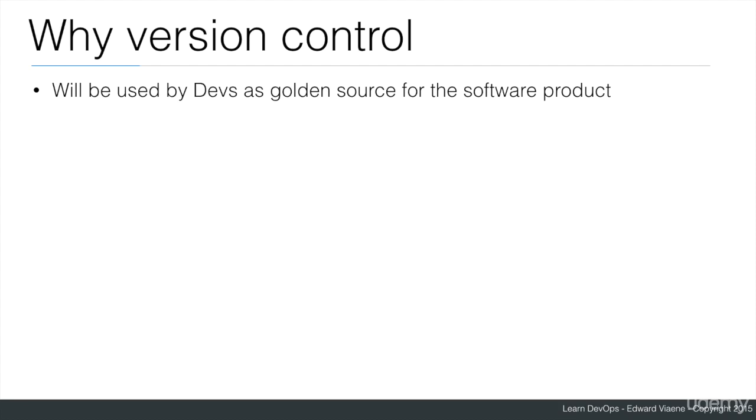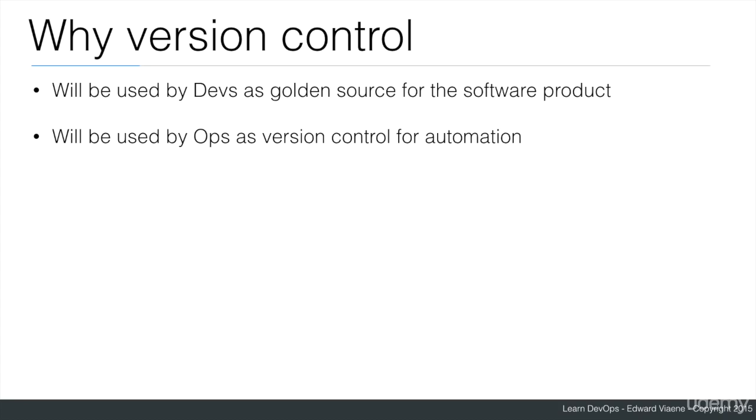Developers will use version control as a golden source for software, but also operations will use it for automation. Operations team will use it to store scripts, tools, and software configuration. So it's not just a tool for developers. As a system administrator, you will also need to understand how to use version control.